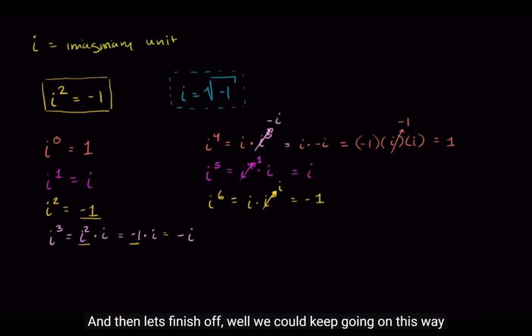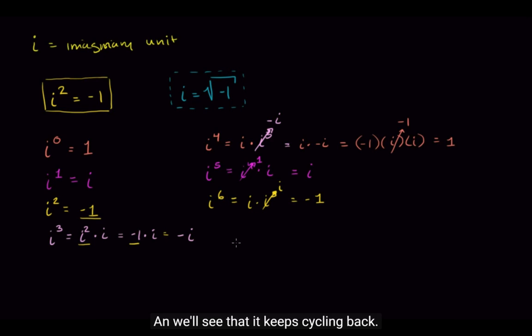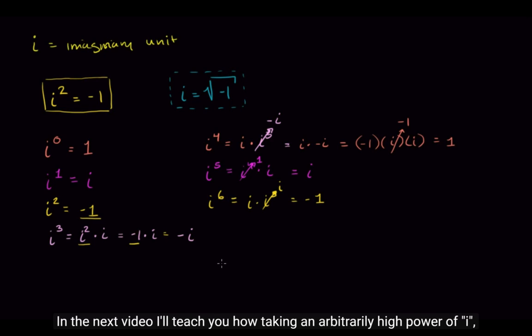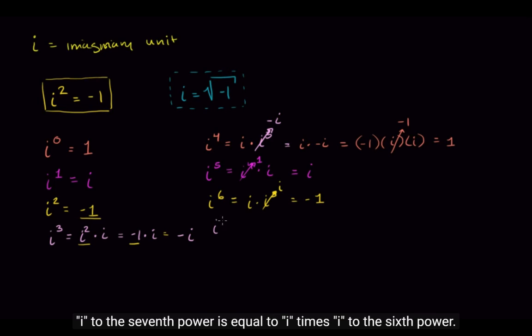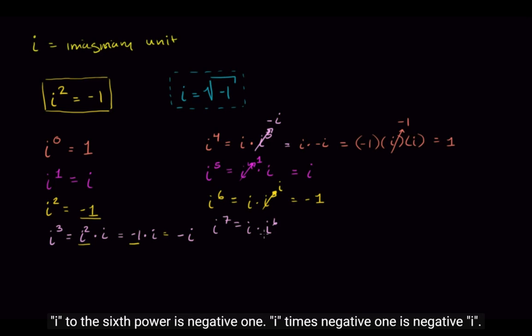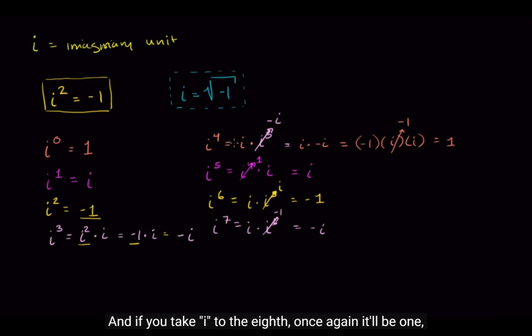And then let's finish off. We could keep going this way. We can keep putting higher and higher powers of i here, and we'll see that it keeps cycling back. In the next video, I'll teach you how, taking an arbitrarily high power of i, you can figure out what that's going to be. But let's just verify this cycle keeps going. i to the 7th power is equal to i times i to the 6th power. i to the 6th power is -1. i times -1 is -i. And if you take i to the 8th, once again it'll be 1. i to the 9th will be i again, and so on and so forth.